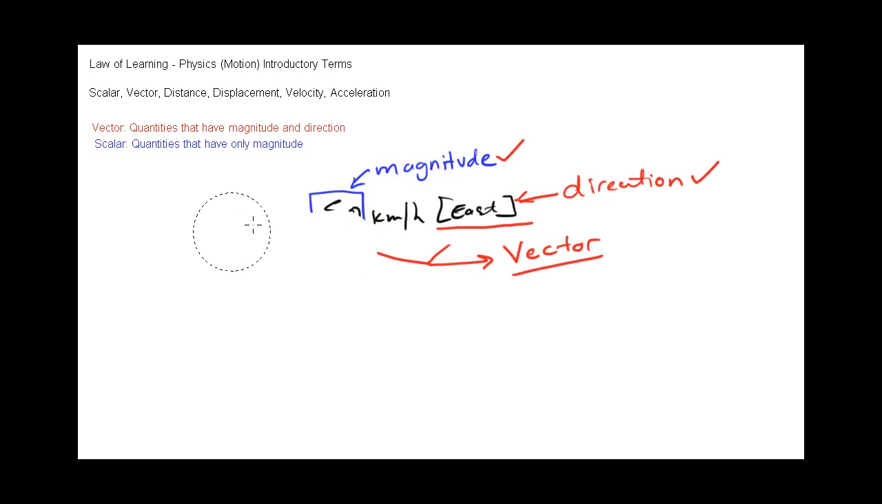Now let's look at some examples of only scalar quantities. Scalar quantities, like I said, only have magnitude. Some examples of scalar quantities are mass. We have this block that weighs, let's say, 100 grams. This is a scalar quantity. We have time: 10 seconds, 20 seconds. These are scalar quantities.